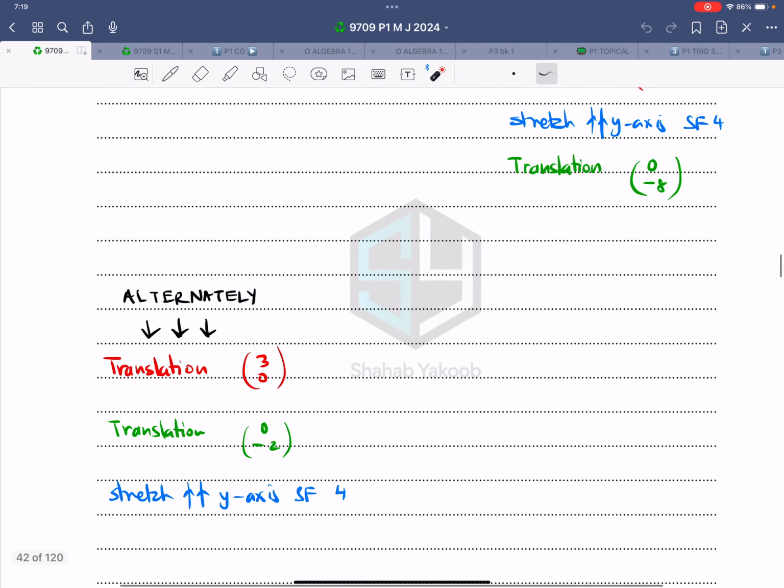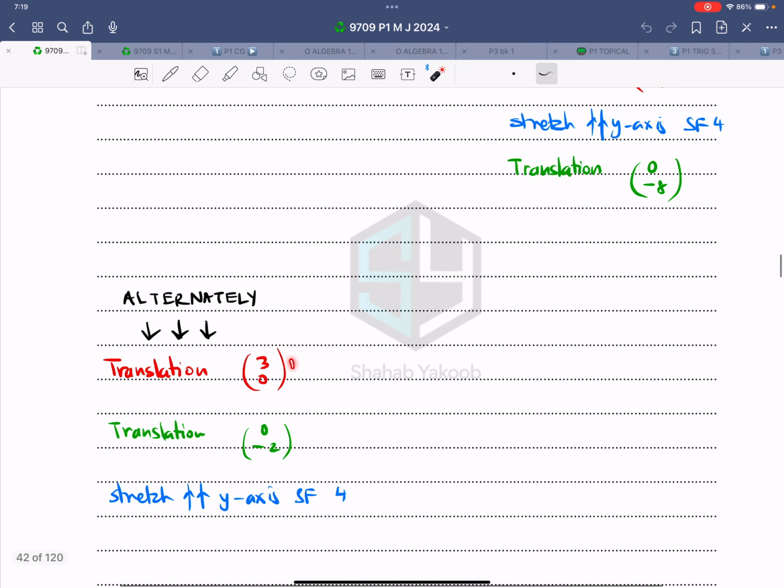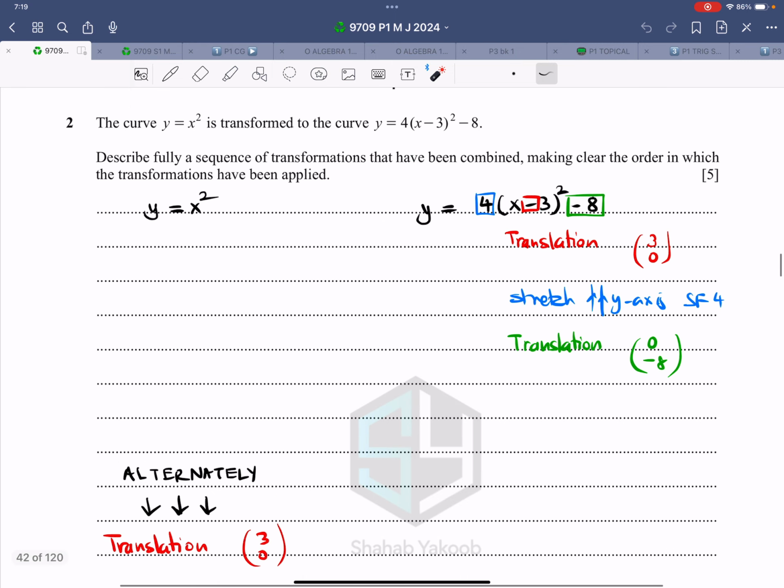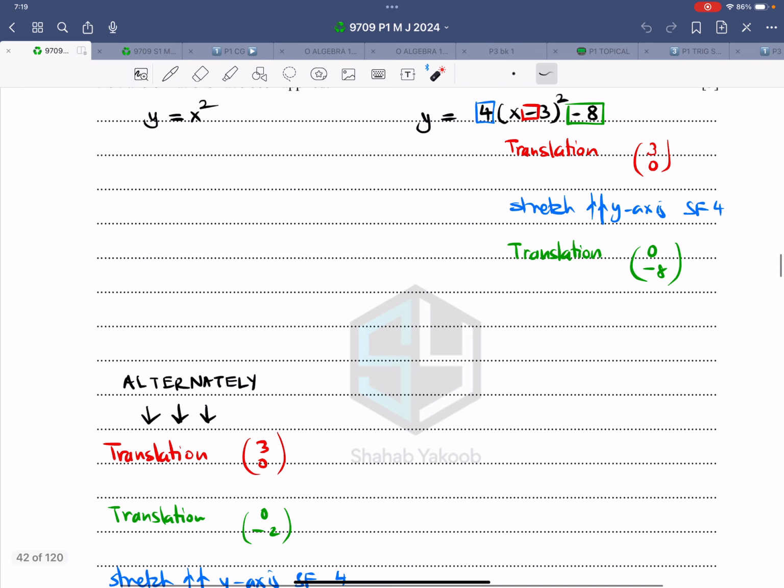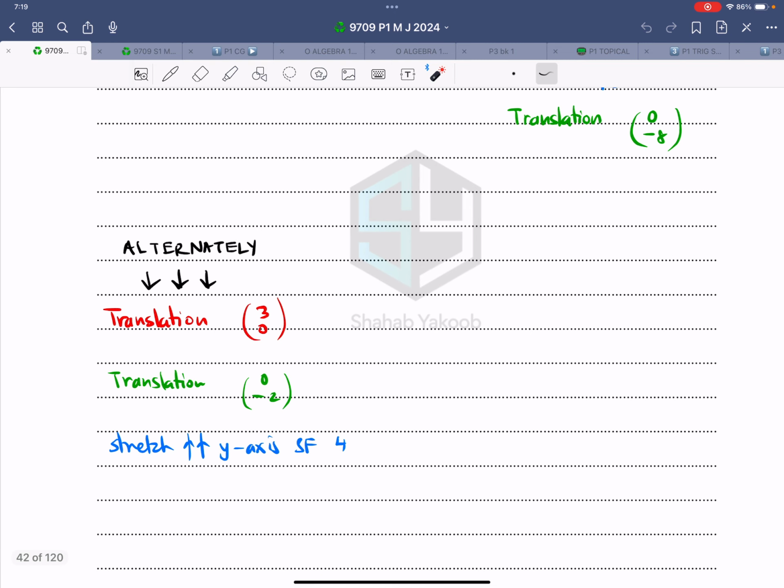Now, alternatively, what we can do is that translation is still the first one. There is a horizontal translation. And now there is a vertical translation of negative 2. Why? Because this is negative 8. Just focus on the 8. And the scale factor is 4. So what I'm doing is that I'm changing the order.